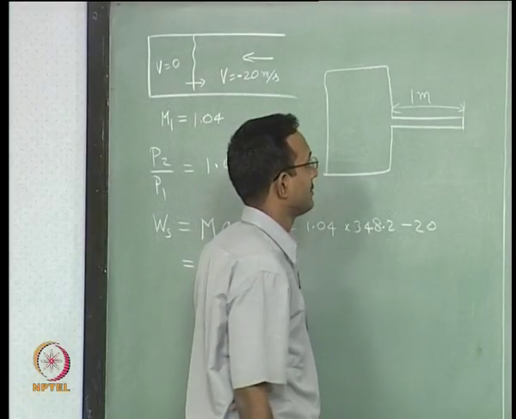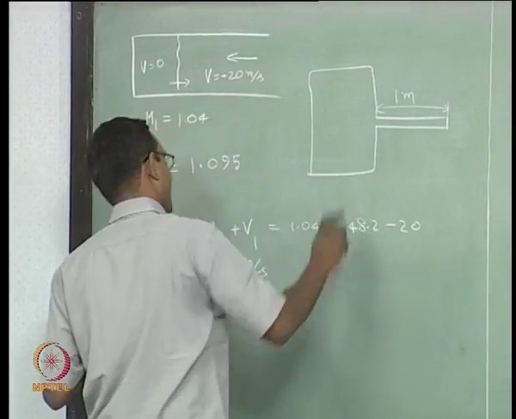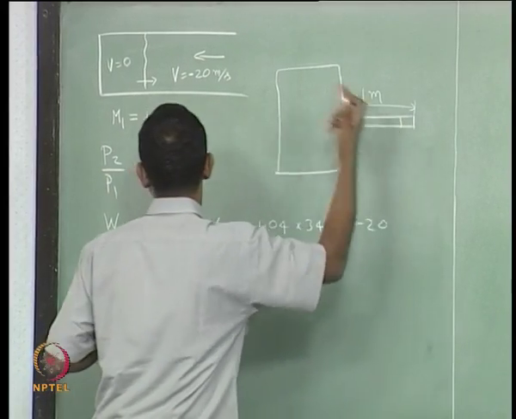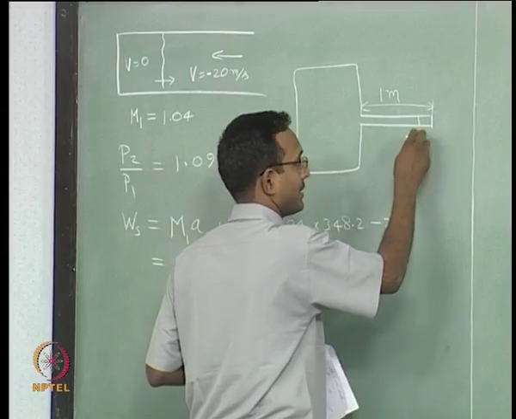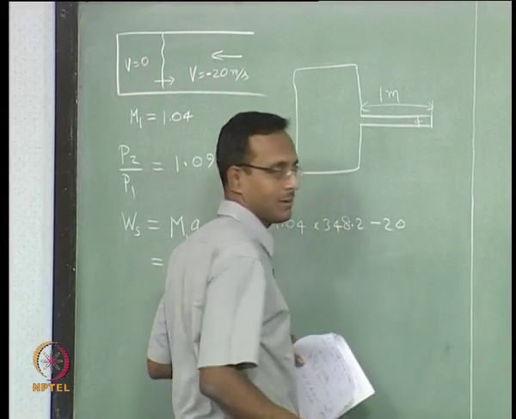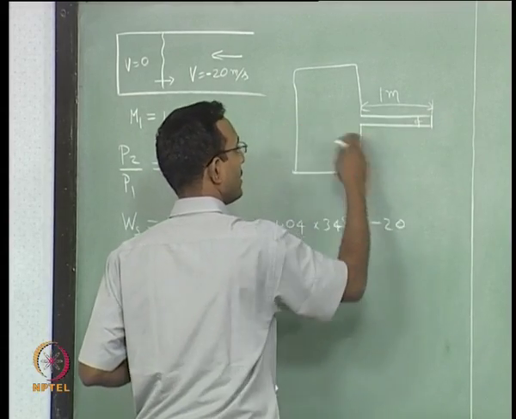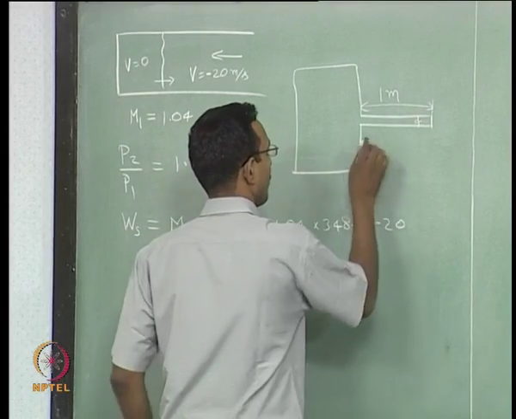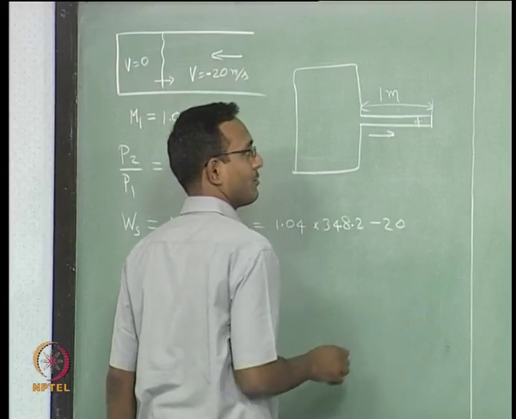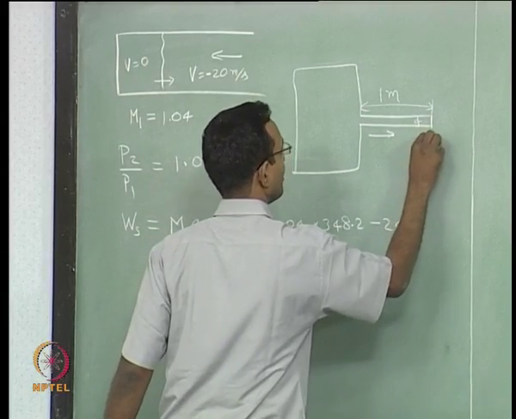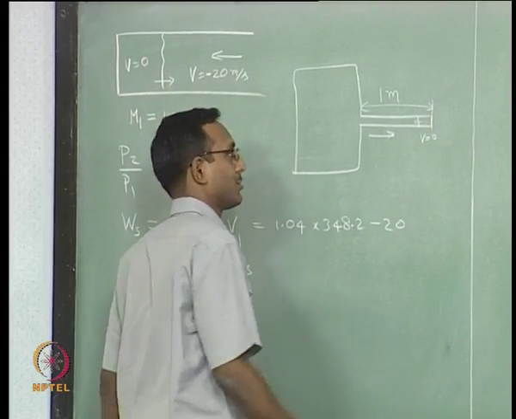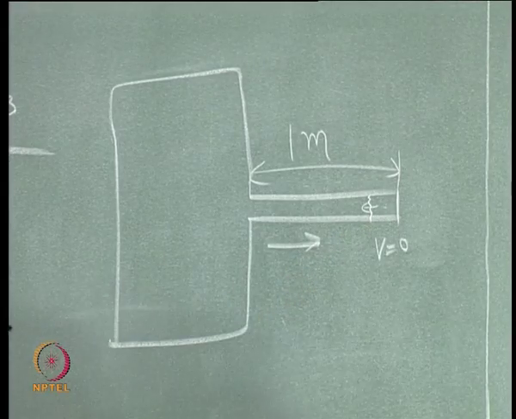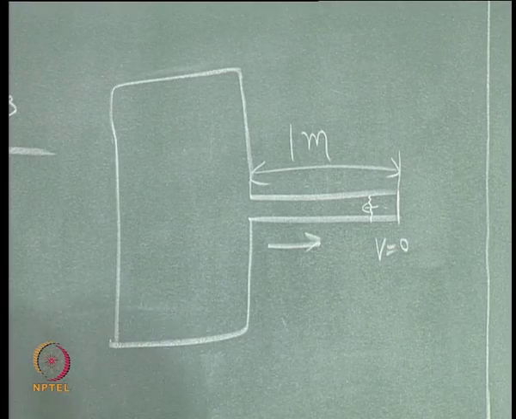If I did this, it is going to cause a shock, exactly the same situation. The shock is going to travel at 342 meter per second, and as it goes this way, it is going to make the flow behind it come to rest completely. While initially there is a 20 meter per second flow this way, V will be 0 after the shock.